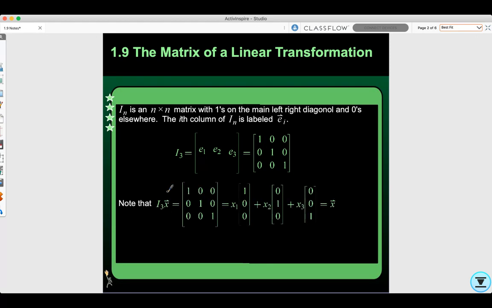Note that the 3 by 3 identity matrix times x is the first column times x1, the second column times x2, and the third column times x3, which would give you x. In general, for a vector x in R^n, the identity matrix times x equals x.